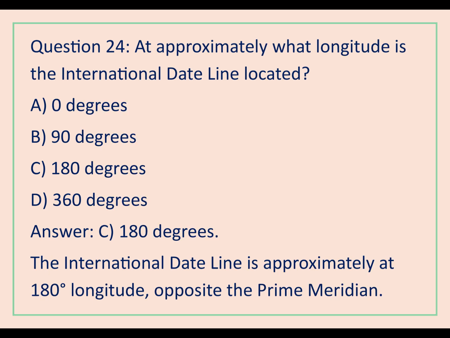Question 24. At approximately what longitude is the international date line located? A. 0 degrees. B. 90 degrees. C. 180 degrees. D. 360 degrees. Answer. C. 180 degrees. The international date line is approximately at 180 degrees longitude, opposite the prime meridian.